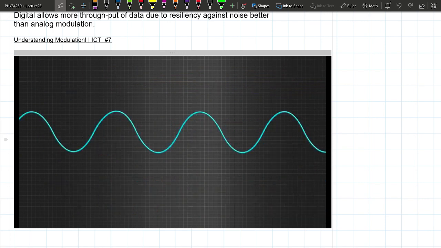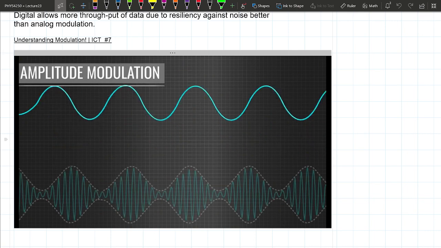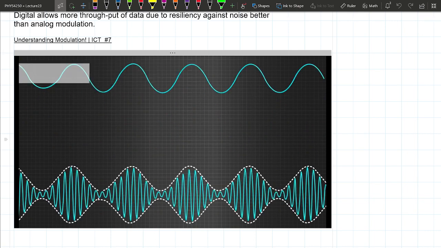In the same way, we can also achieve amplitude modulation. Here, the amplitude of the carrier signal is varied based on the value of the message signal.